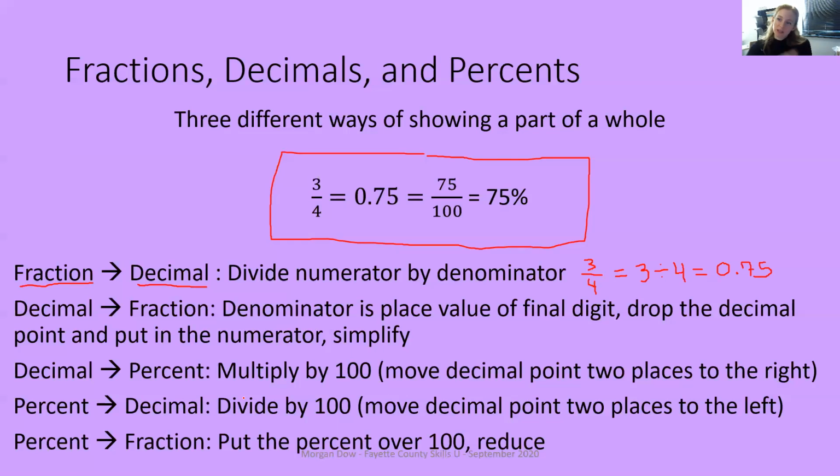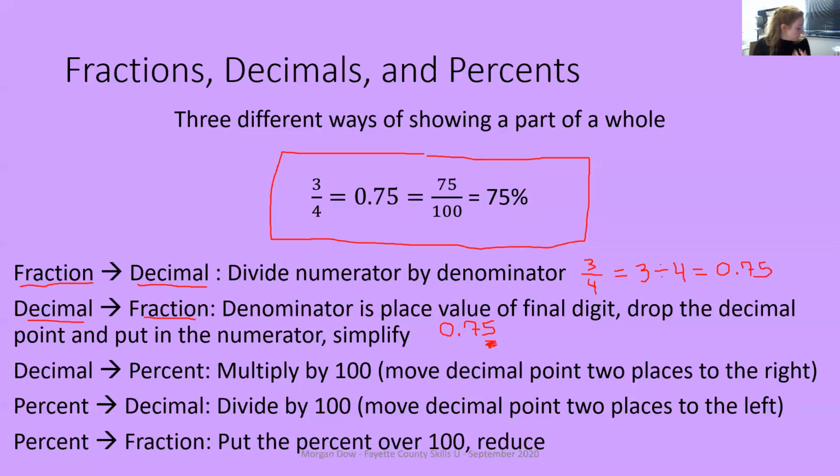Now let's go in the opposite direction. Let's take our decimal number and change it into a fraction. So to take a decimal and change it into a fraction, this process is all about place value. So if you have a decimal number and you want to change it into a fraction, what you're going to do is figure out the place value of the last digit. So look at the end of your number, what's the place value of that digit? And that place value is going to become the denominator of your fraction.